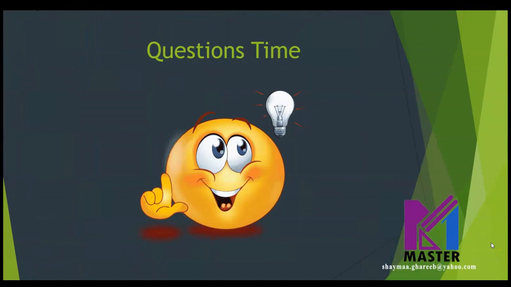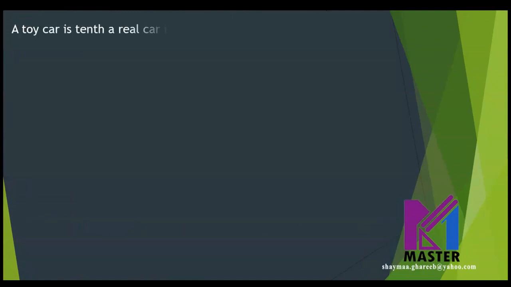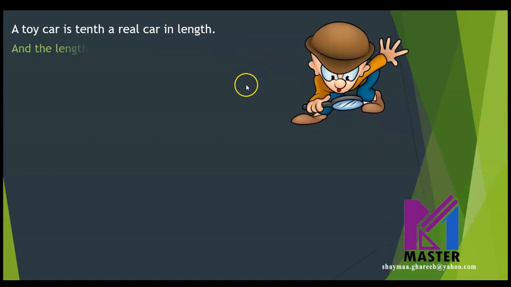Now let's have some questions on ratio. A toy car is 1/10th of a real car in length, and the length of the real car is 260 centimeters. So in this question I have the ratio, which is 1/10, and I have the actual length of the real car.